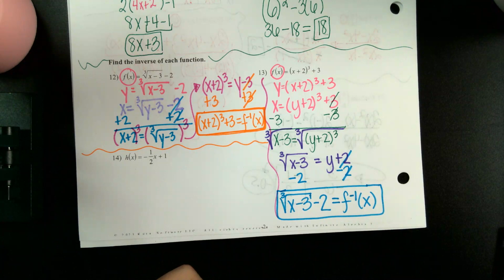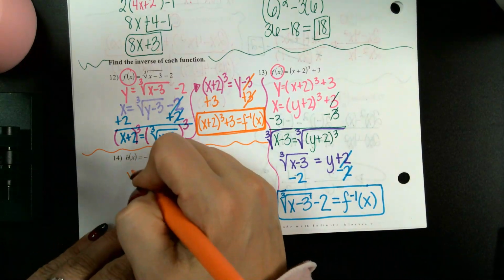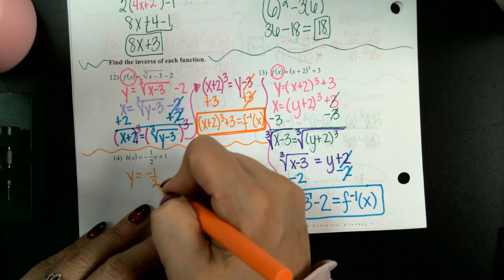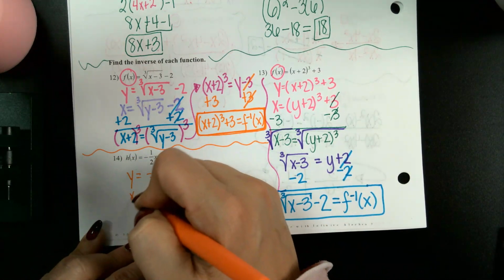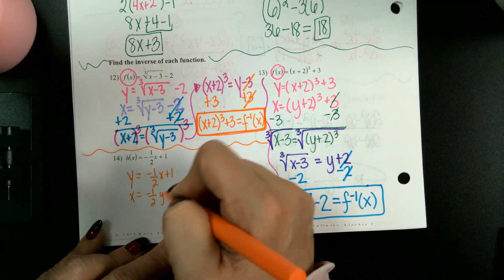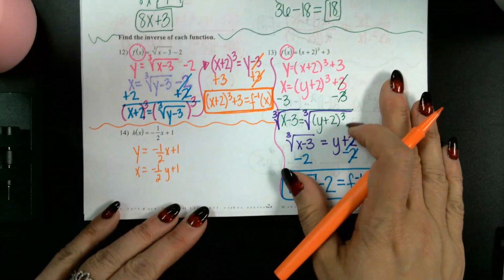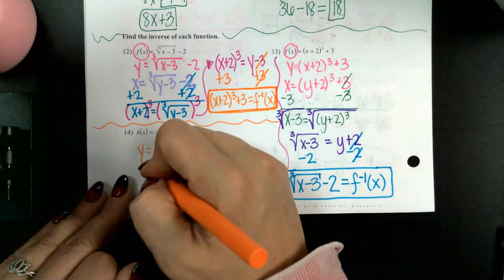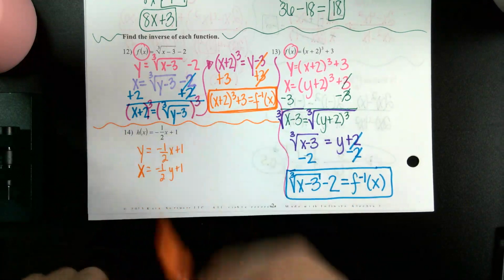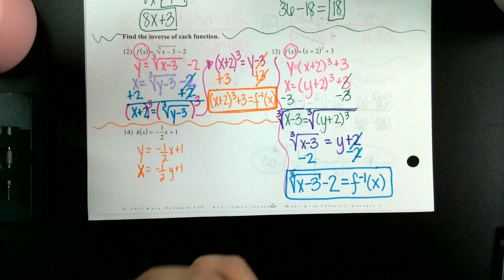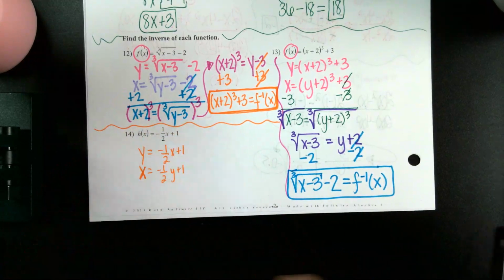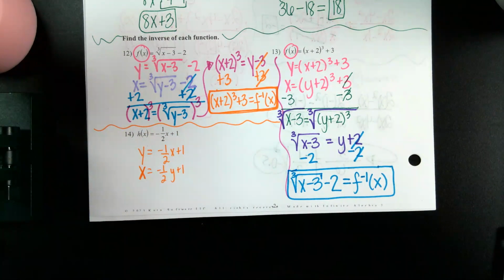Is it all coming back to you now? Fourteen's way easier because there's no root, there's no power. So I've put y in and then I traded x and y. Now what?